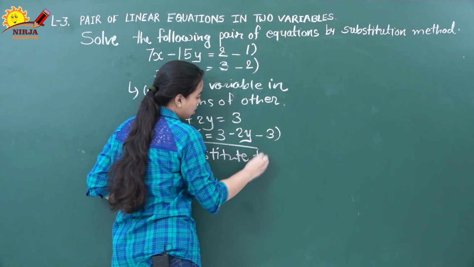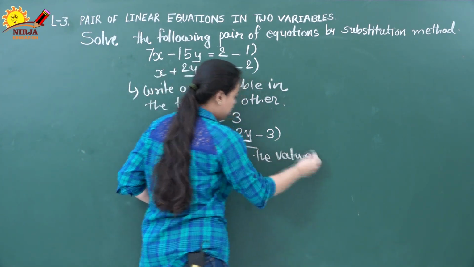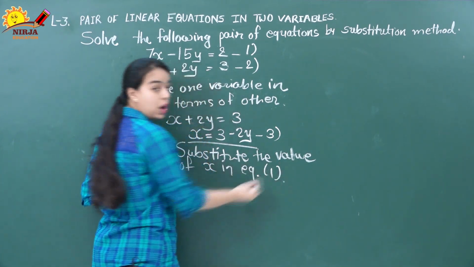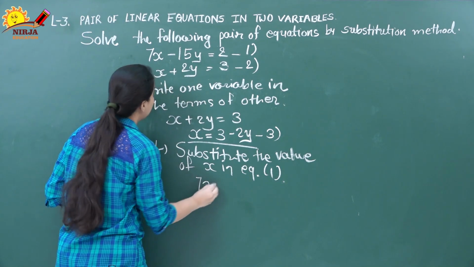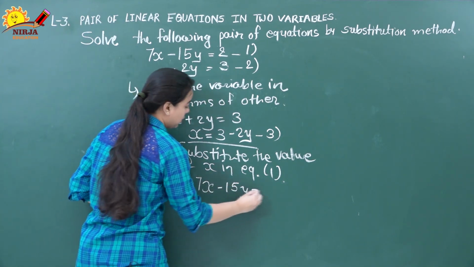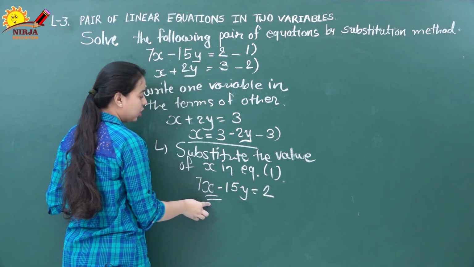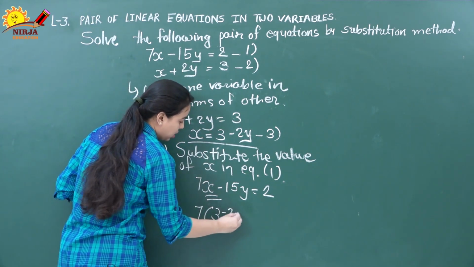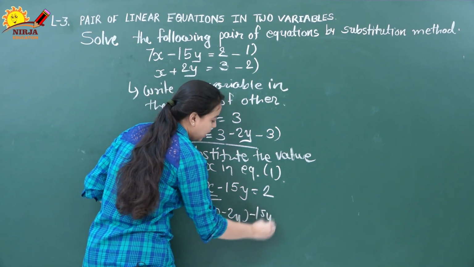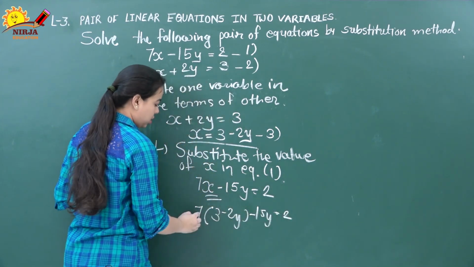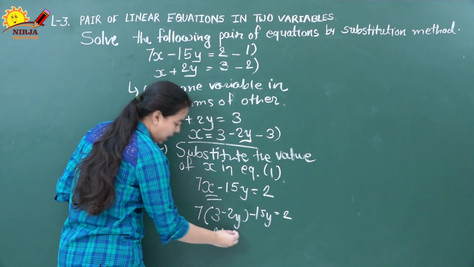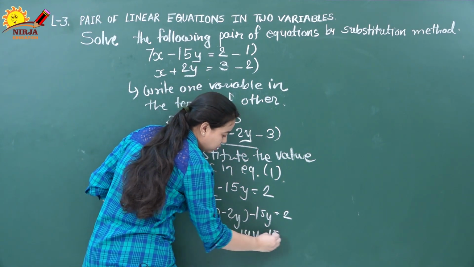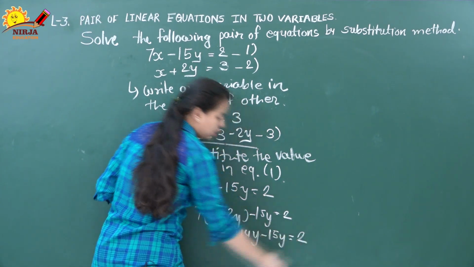Substitute the value of x in equation 1. What is our equation 1? 7x minus 15y is equal to 2. Substitute the value of x over here: 7 into bracket 3 minus 2y, minus 15y is equal to 2. 7 3s are 21, minus 7 2s are 14y, minus 15y is equal to 2.